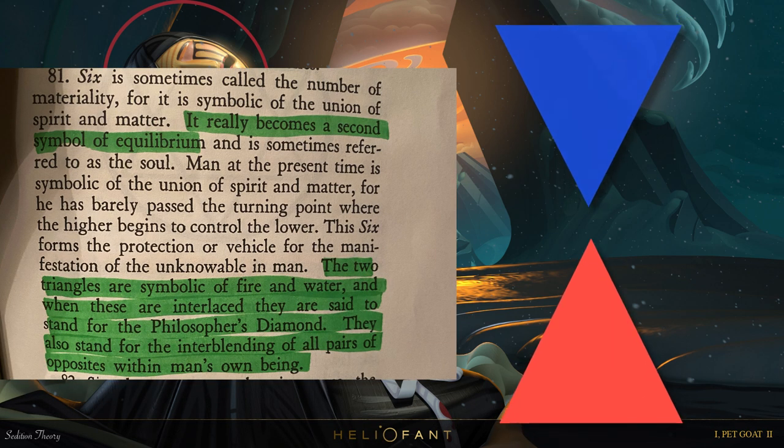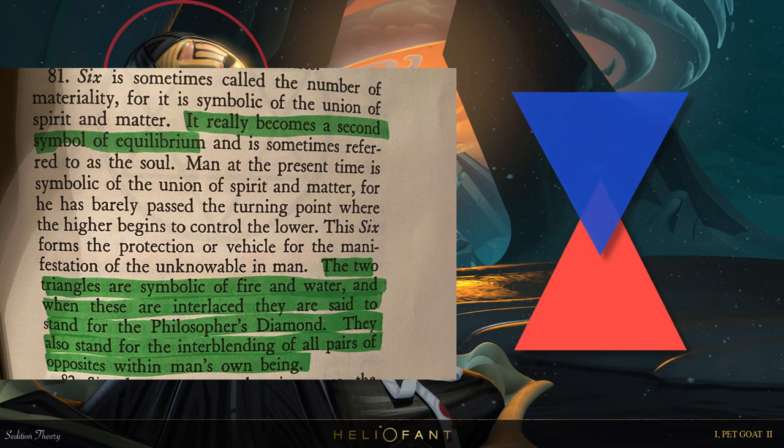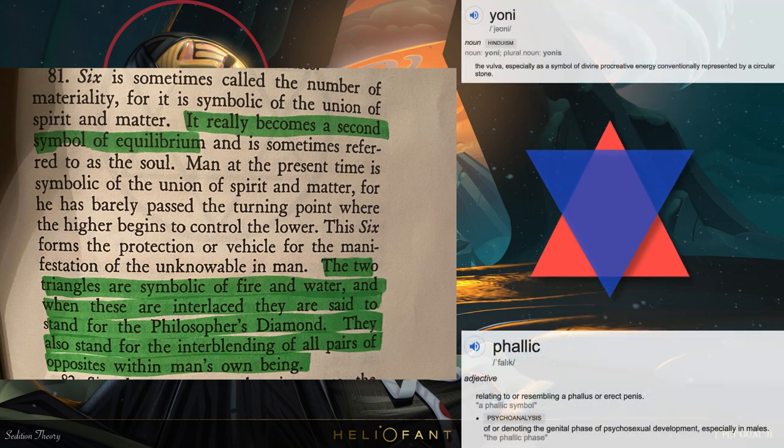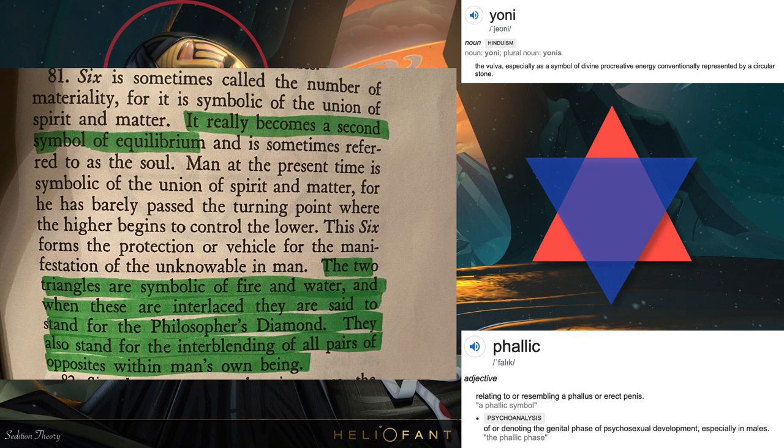Six is sometimes called the number of materiality, for it is symbolic of the union of spirit and matter. It really becomes the second symbol of equilibrium. The two triangles are symbolic of fire and water, and when these two are interlaced, they are said to stand for the philosopher's diamond. They also stand for the interblending of all pairs of opposites within man's own being.